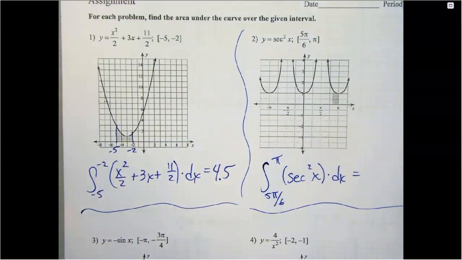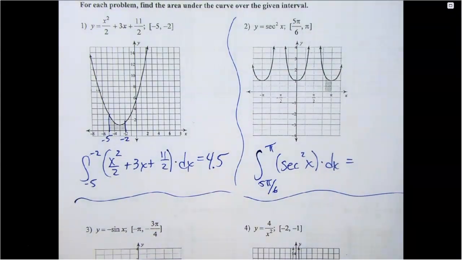I'll give you a second to finish up one, and then we'll touch on the trig. Which is the comma? x, comma -2, comma -5. Right, 4.5. Comma x, comma -5, comma -2.